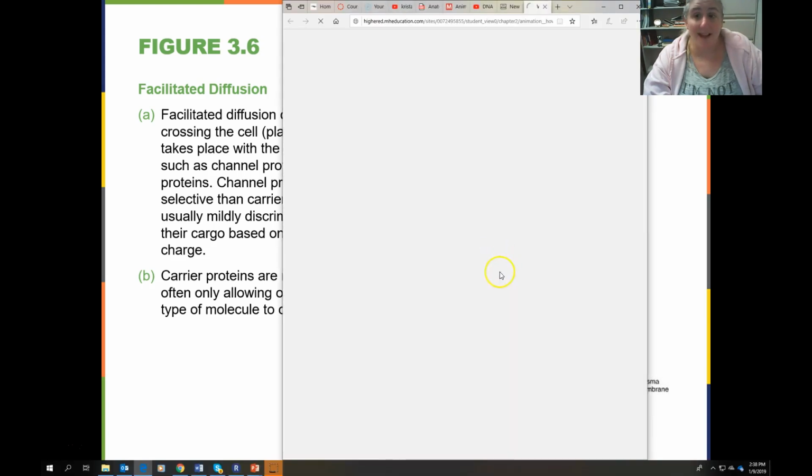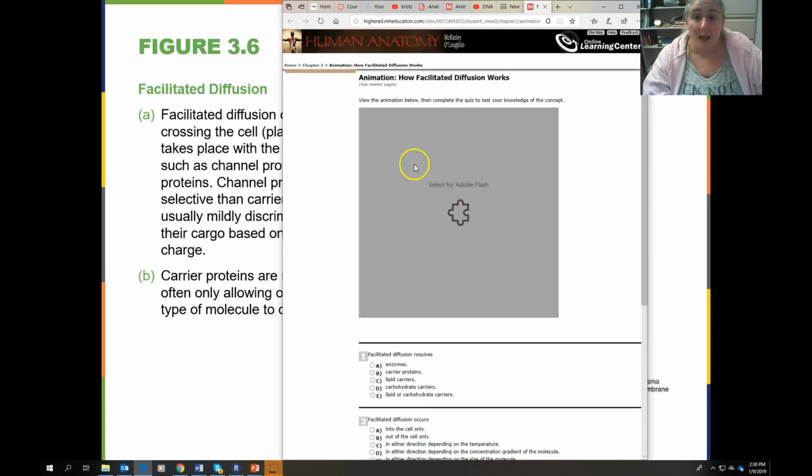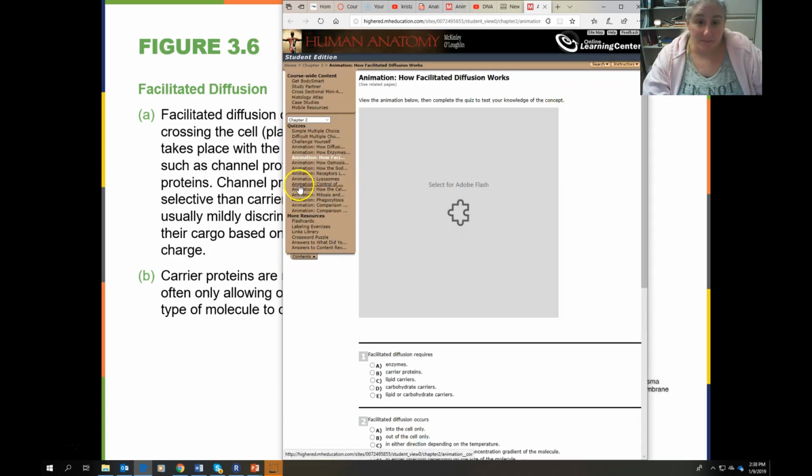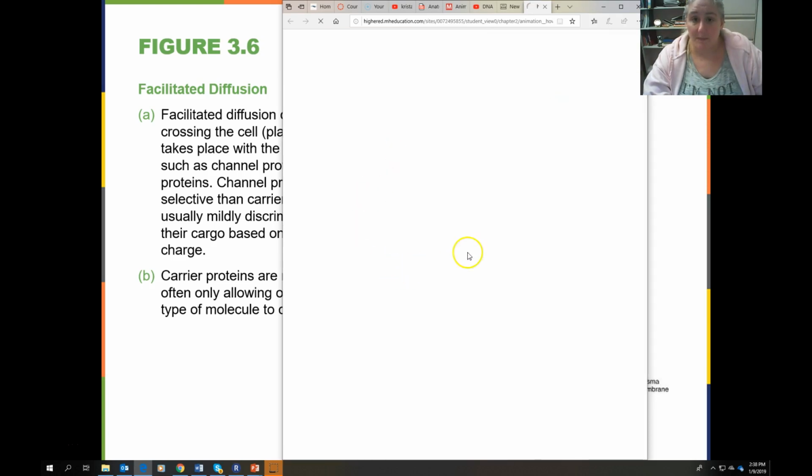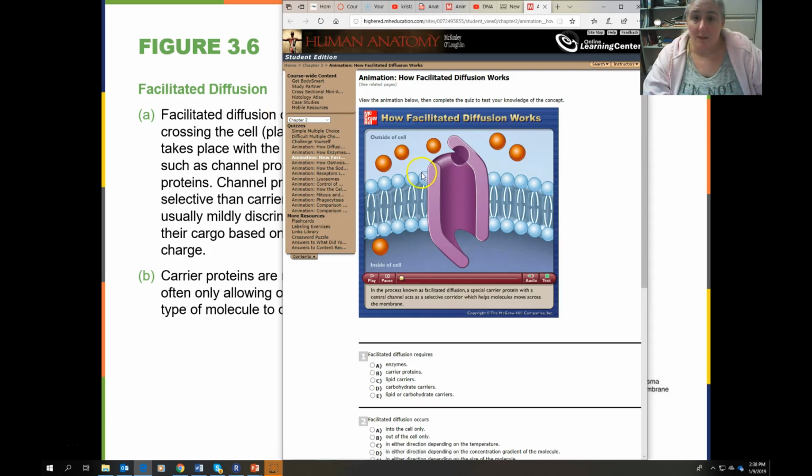Let's see if this one works. This one worked. So this is facilitative diffusion, and once you're on this website that I'm going to be bringing up, you can look at osmosis, you can look at diffusion, you can look at how diffusion works, so you can look at any of them. This is a free website. You can just open it up and look at the different things.